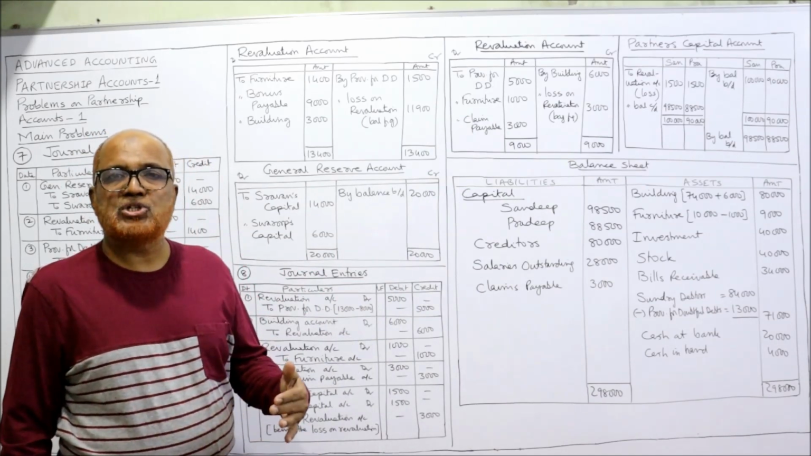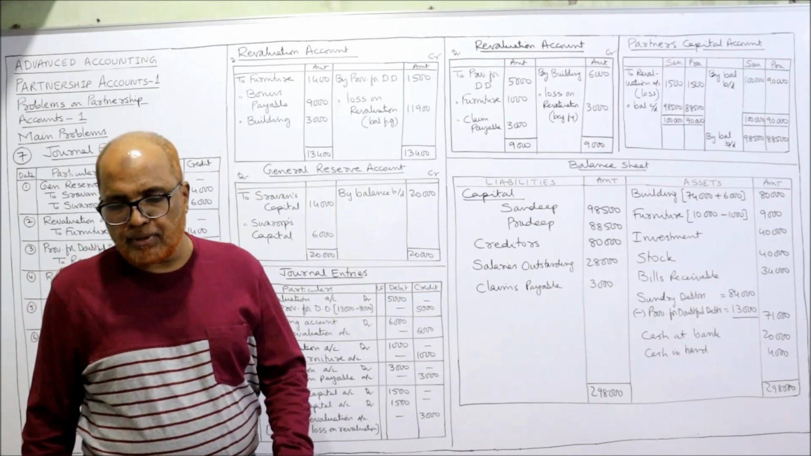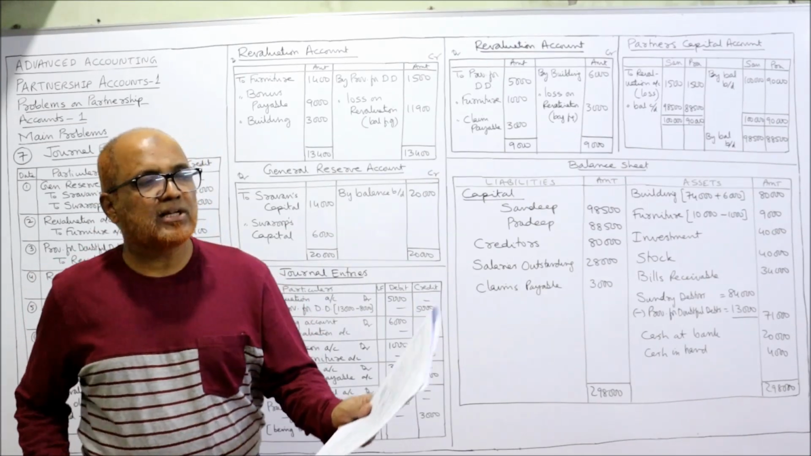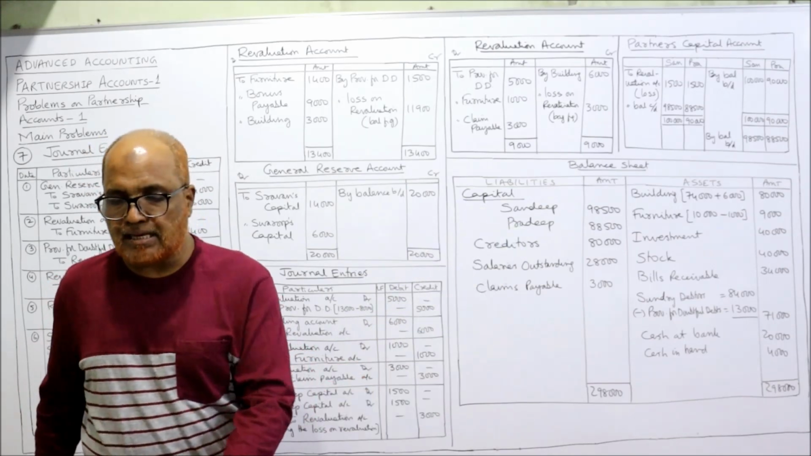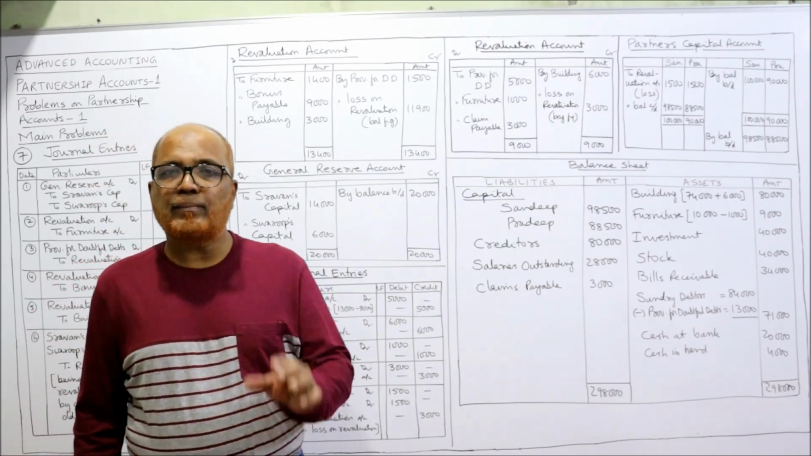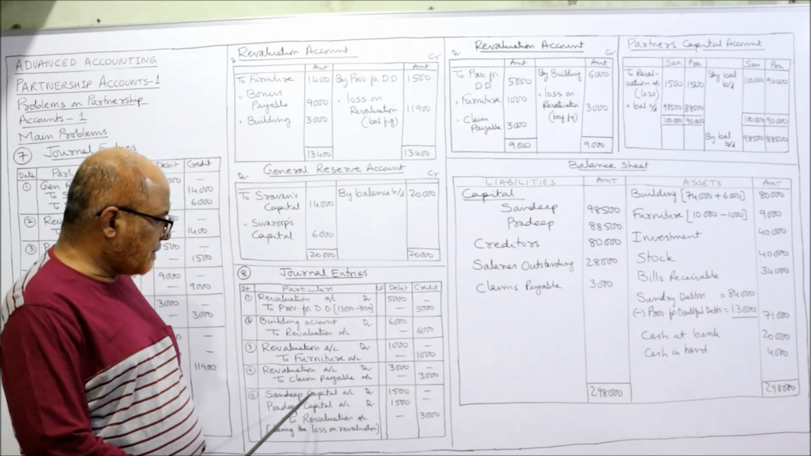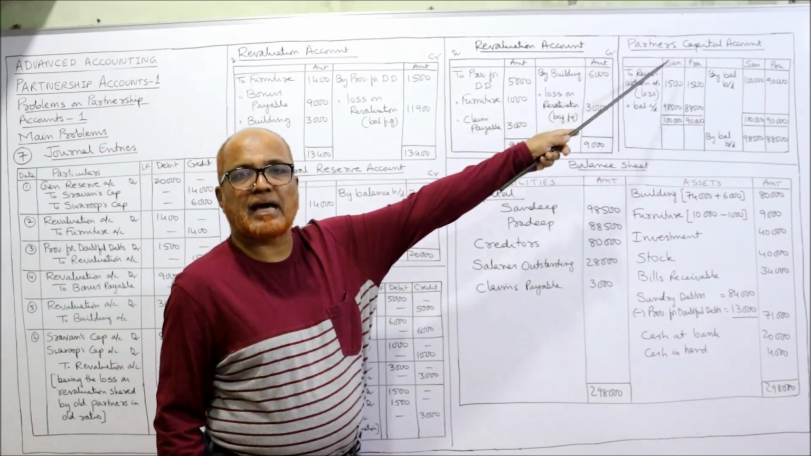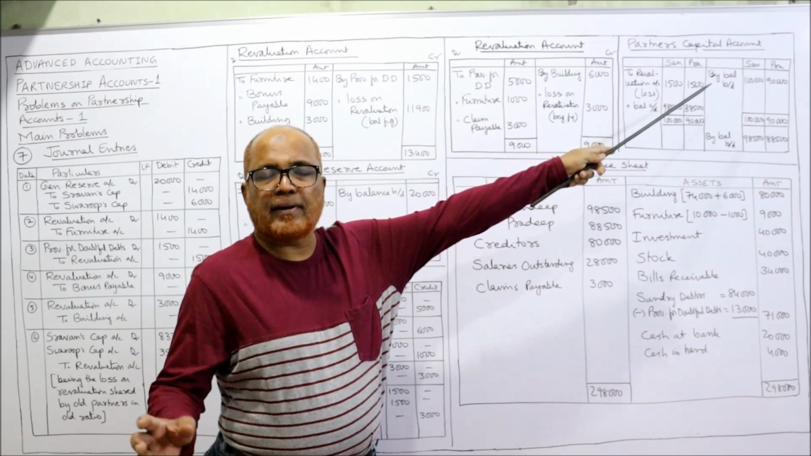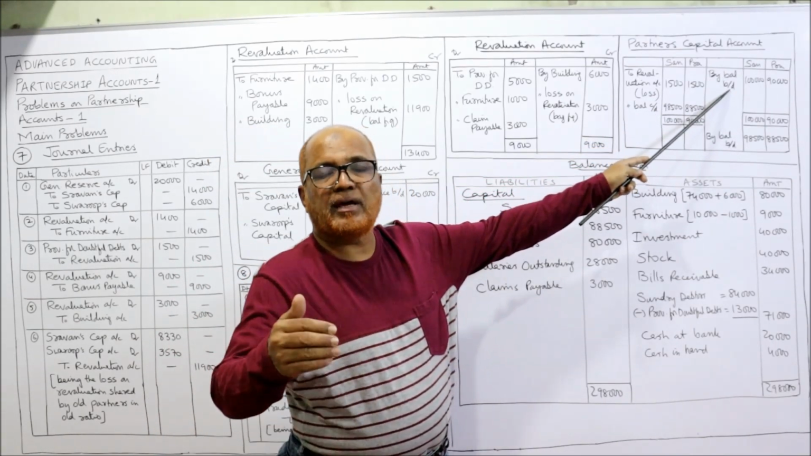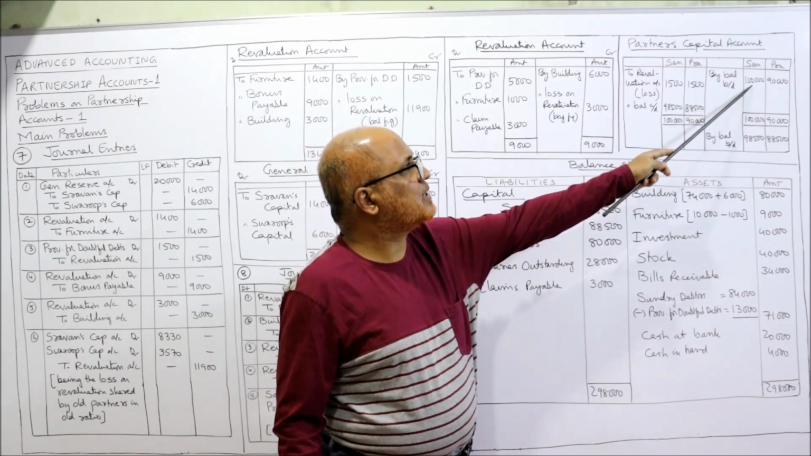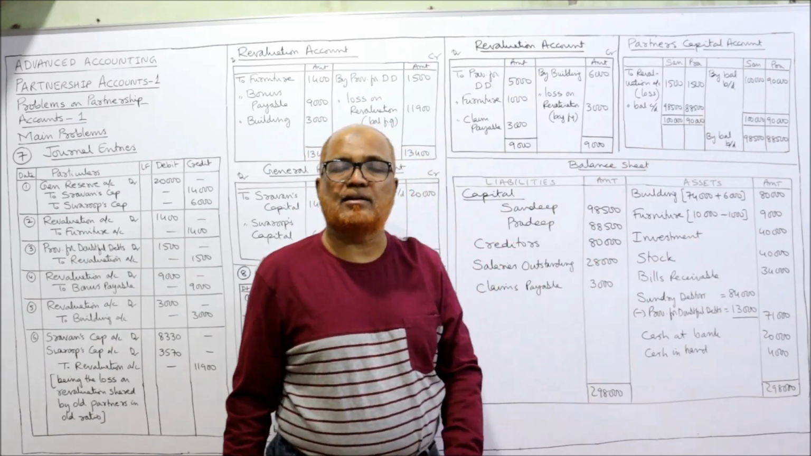Now the capital will change. The old capital, before making all the changes, the capital of Sandeep was 1 lakh and Pradeep was 90,000. From that, we have debited here. So better we make the partner's capital account. In the partner's capital account, by balance brought down, before making adjustment, Sandeep's capital was 1 lakh, Pradeep's capital was 90,000.